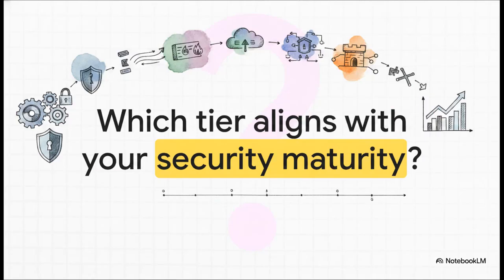I'll leave you with this pivotal question to conclude our explainer today. Which tier aligns with your organization's security maturity right now? I highly challenge you to evaluate your own growth trajectory, take a hard look at the visual data and the policies we've covered, and determine exactly where your security control plane needs to be to keep your organization protected and compliant moving forward.